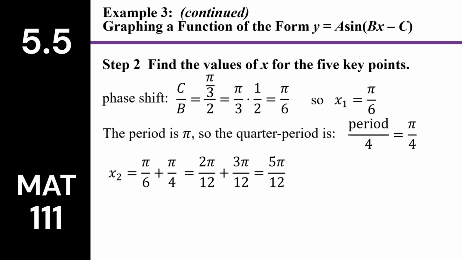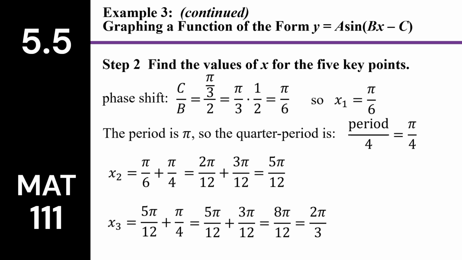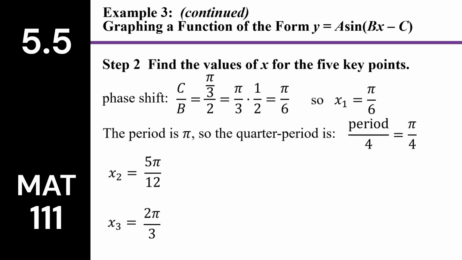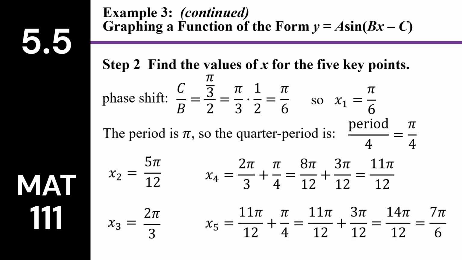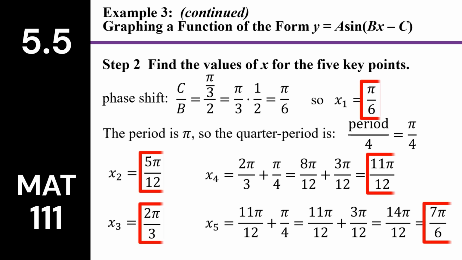To get our next x value, we take the 5 pi over 12 and add another quarter period, and that reduces to 2 pi over 3. Making room for x sub 4, we take x sub 3 and add another quarter period, and that gives us 11 pi over 12. Then we take x sub 4 and add another quarter period, and that gives us 7 pi over 6. These are the 5 key x values.